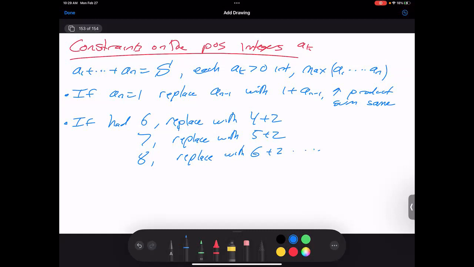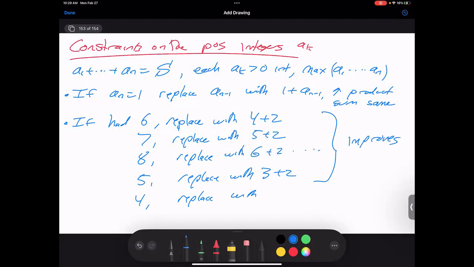What if we went lower? What if we had 5? What could we replace 5 with? 3 and 2. What if we had 4? What could we replace 4 with? Okay, it may not improve the product, but what could we replace 4 with? 2 and 2.